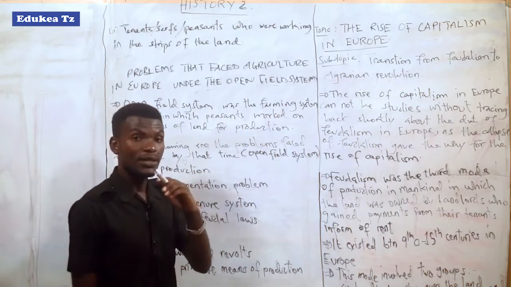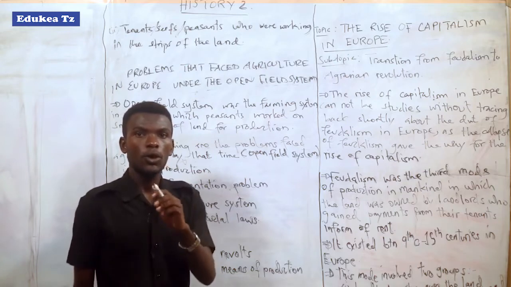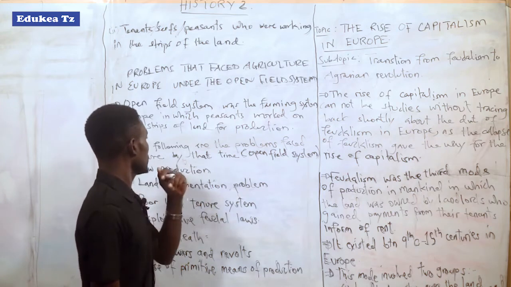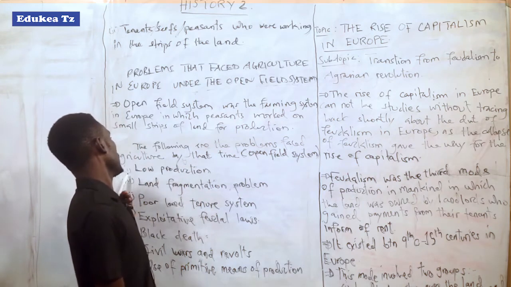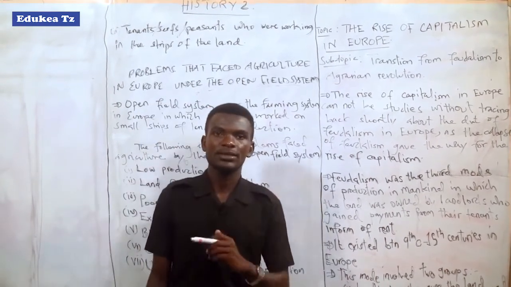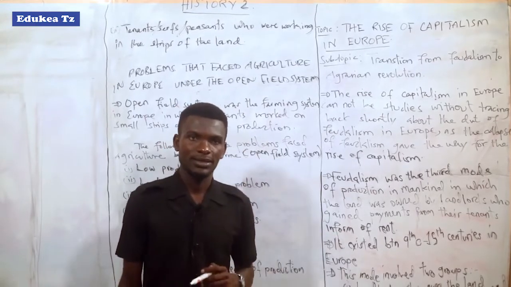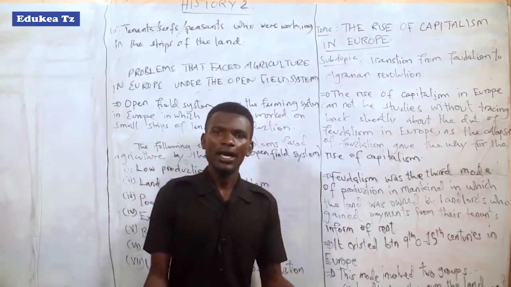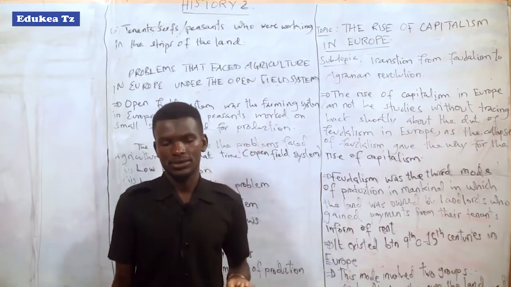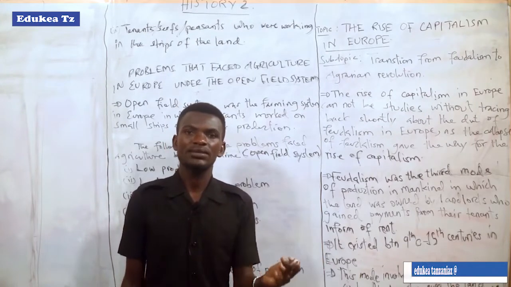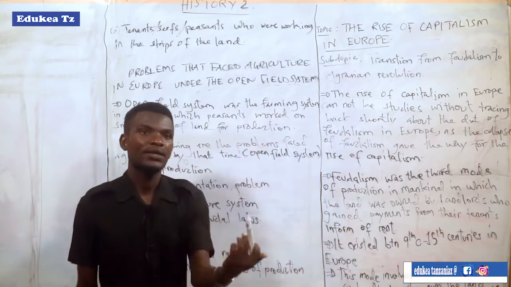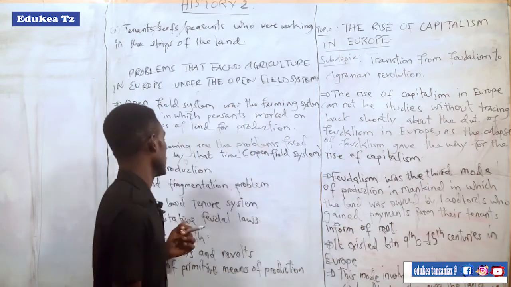So let us see the problems that faced agriculture under the open field system in Europe. Those problems are: the first one, low production. Low production in which sense? It means the peasants or tenants were using crude tools in production that could not bring high production. They used tools like hand hoes, which can be used to cultivate a small piece of land, and no high products can be harvested after the cultivation of that land.